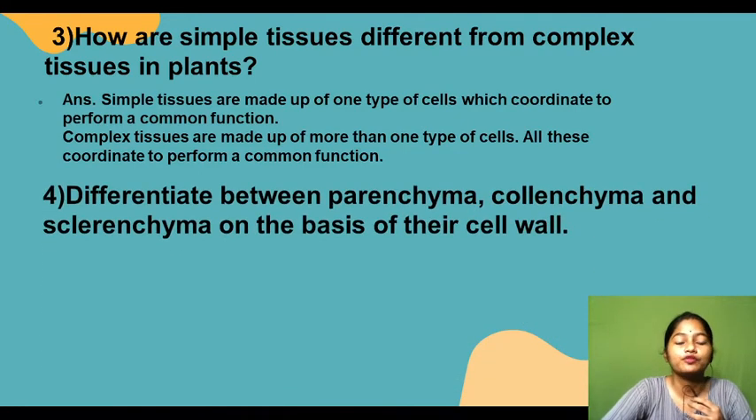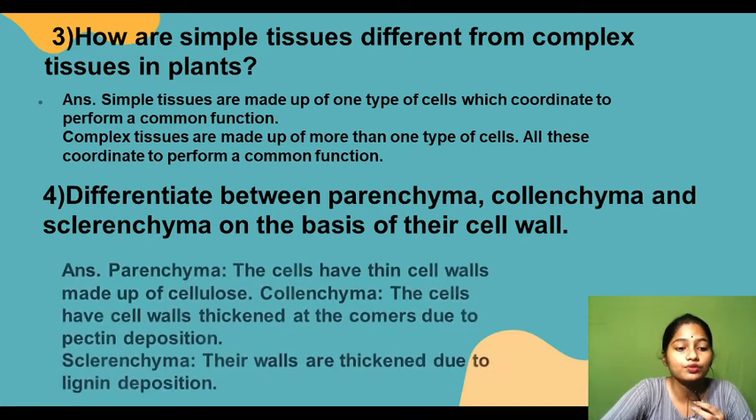Okay. Now moving to the next question, differentiate between parenchyma, collenchyma and sclerenchyma on the basis of their cell wall. We have already discussed this in our previous part of this chapter, how the cell walls of parenchyma, collenchyma and sclerenchyma are made.